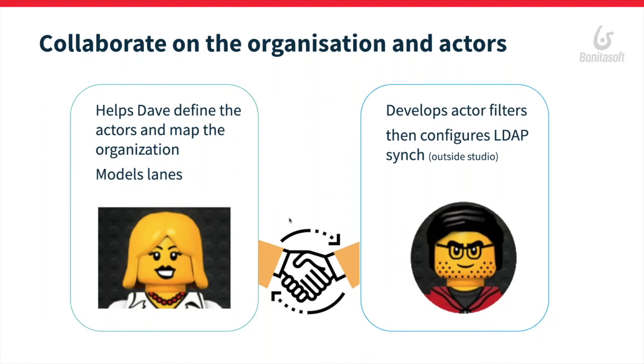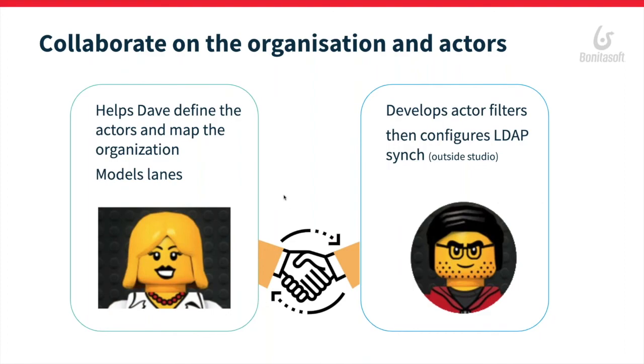For those who don't know what an actor filter is, it's a script, a filter to address a limited subgroup of users related to conditions. So for example, you have a group of users and you have people on vacation, you will automatically delegate their tasks to other people. And to do so, you can use the user filter, the actor filter. Then you can also configure the adapt synchronizer, but this will be done on the server out of the studio.